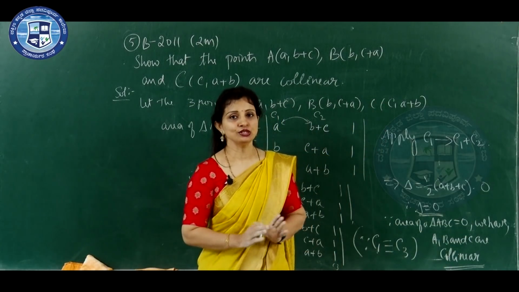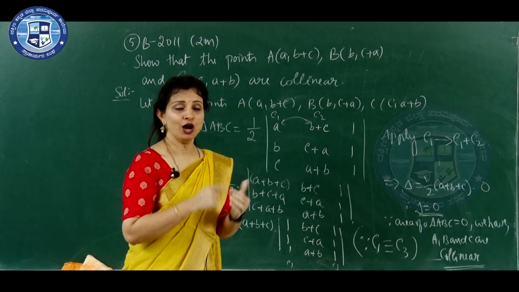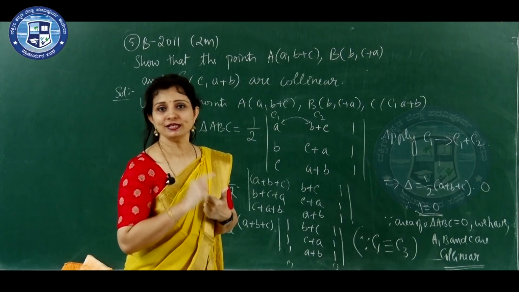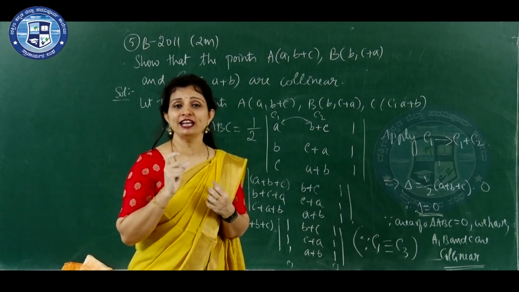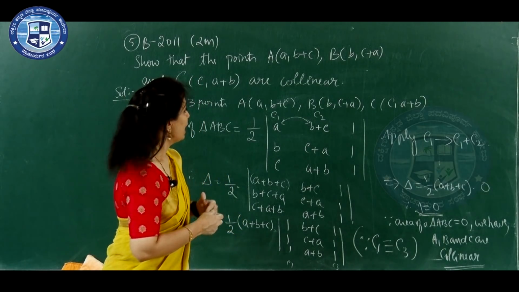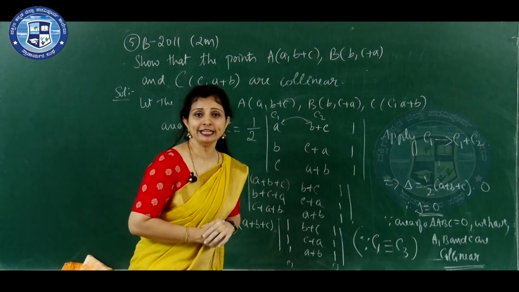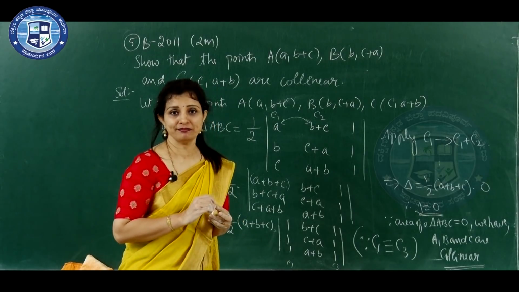So, in this session you have learned how to get the area of a triangle using determinants, how to find the equation of a line joining 2 points using determinants, and how to prove that given 3 points are collinear using determinants. So, this is the application part of determinants.